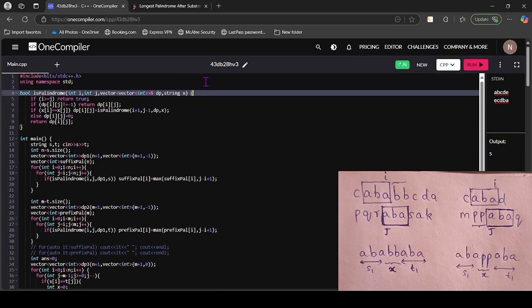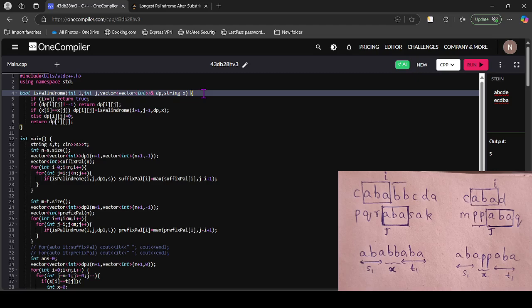So the palindrome code is simple and it is recursive. The bool palindrome int I comma j comma vector of dp and string x. If I greater than or equal to j, so if I greater than j, it represents an empty string, and if I is equal to j, it is a single character, and both cases are palindromes, so return true. If dp of ij is not equal to -1, that means it is pre-computed before, so return dp of ij. And if x of I is equal to x of j, which means both are equal, it is sufficient to check for the middle ones.